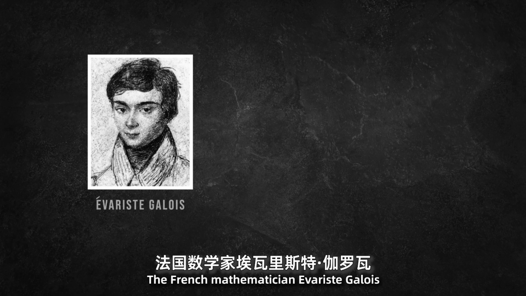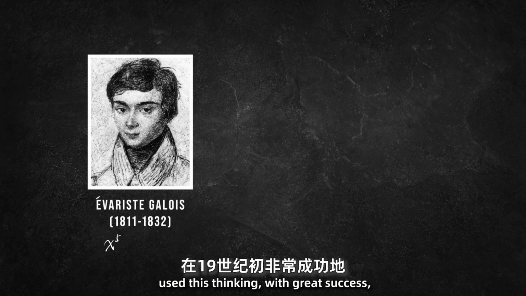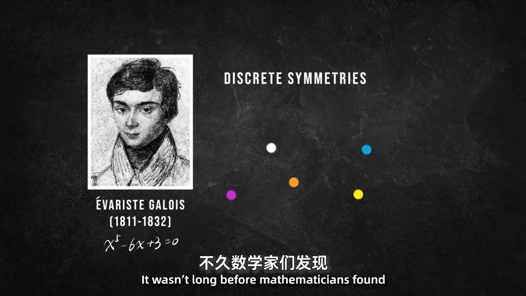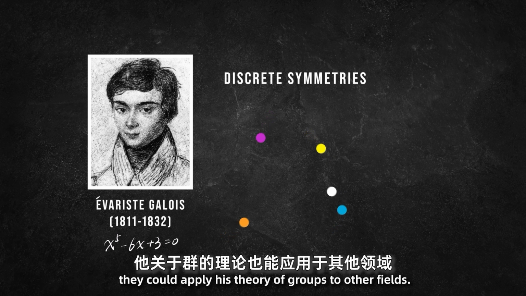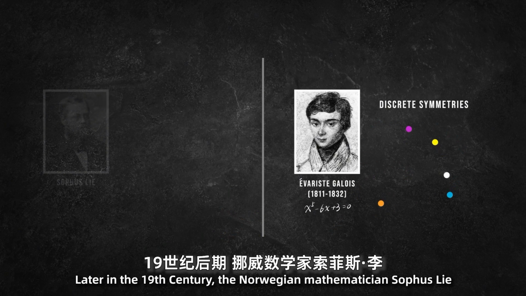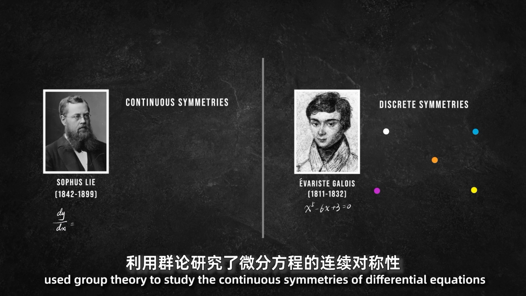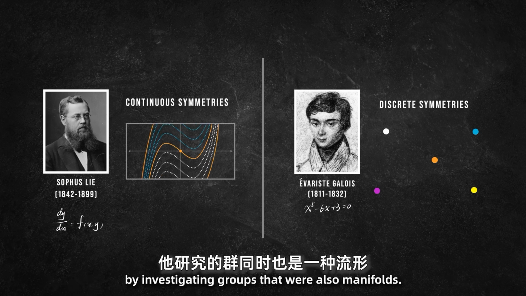The French mathematician Évariste Galois used this thinking with great success to solve problems of polynomial equations in the early 19th century. It wasn't long before mathematicians found they could apply this theory of groups to other fields. Later, in the 19th century, the Norwegian mathematician Sophus Lie used group theory to study the continuous symmetries of differential equations by investigating groups that were also manifolds.